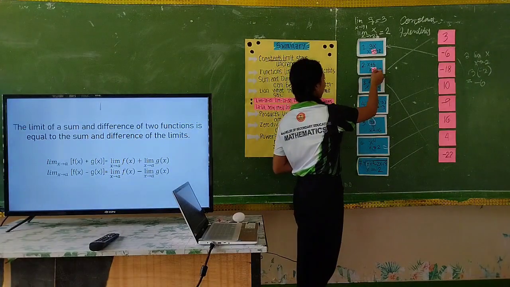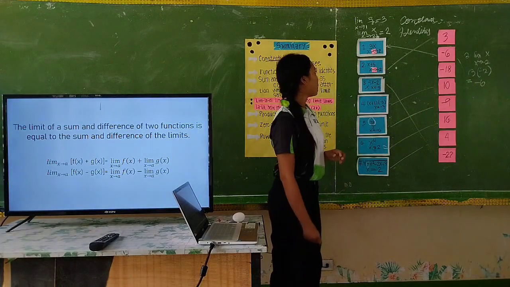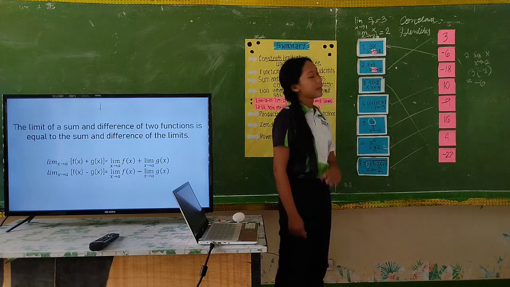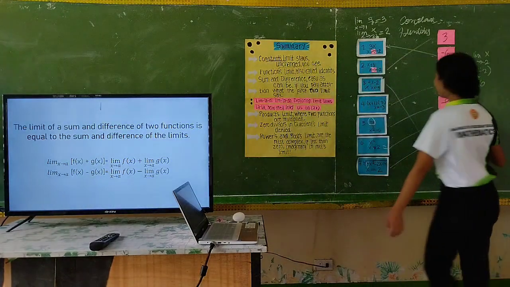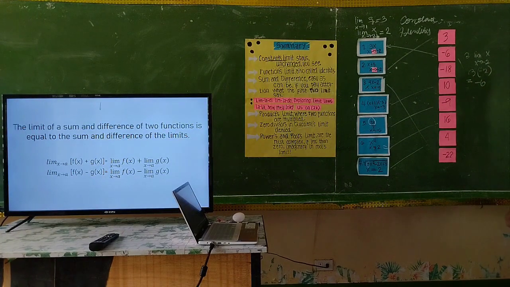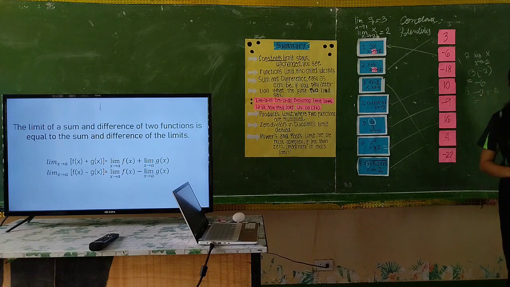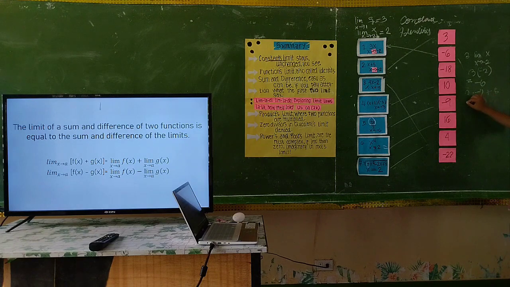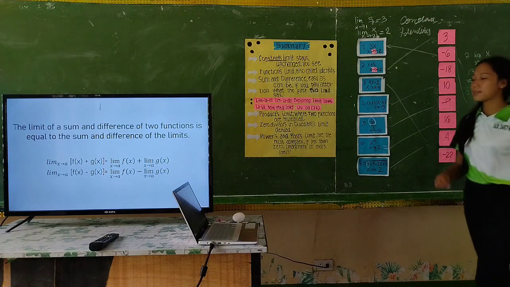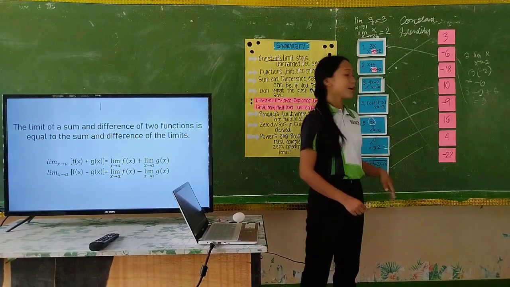Okay, as x approaches negative 2, what do you think would be the answer? So, let's find out. The limit of the function x as x approaches negative 2 is negative 2. Negative 2 plus the limit of a constant 5 is still 5. And then simplify: negative 2 plus 5 is 3. So we still get the same answer as when we substituted the value of x earlier.